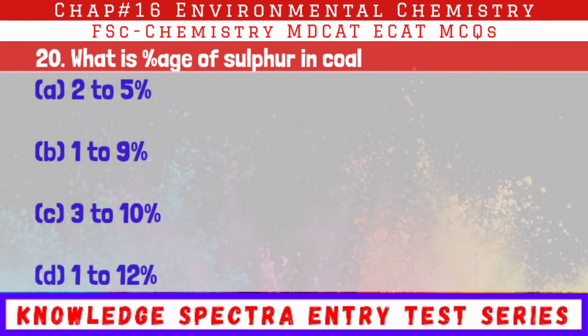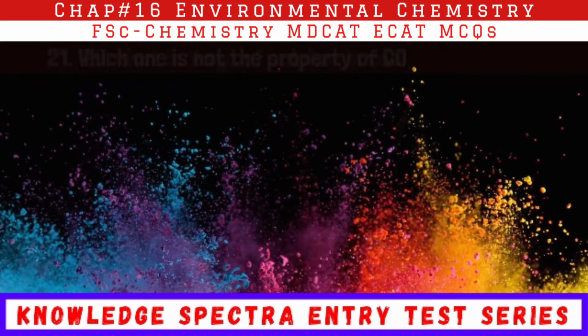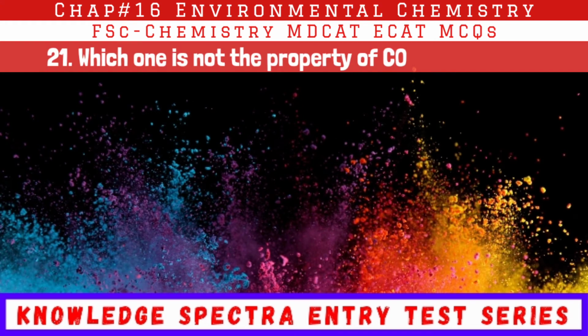20. What is percentage of sulphur in coal? A. 2 to 5%. B. 1 to 9%. C. 3 to 10%. D. 1 to 12%. Correct answer is B. 1 to 9%.